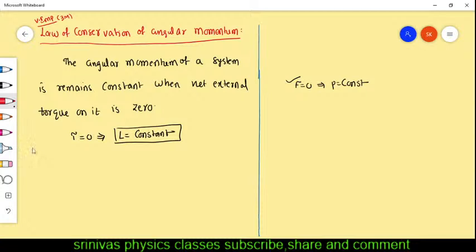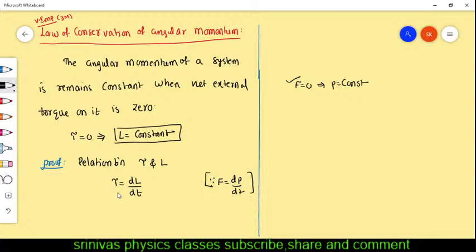Okay, let us go for its proof, and that proof is just simple. We know the relation between the torque and angular momentum. Do you know the relation between torque and angular momentum? Tau is equal to dL by dt. It is exactly similar to Newton's second law in straight line motion, that is F is equal to dp by dt. Here F is replaced with tau and p is replaced with L. If external torque is 0, we take tau as 0, and we will prove L is constant.